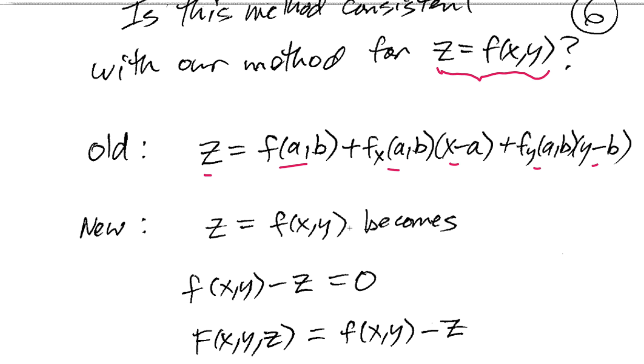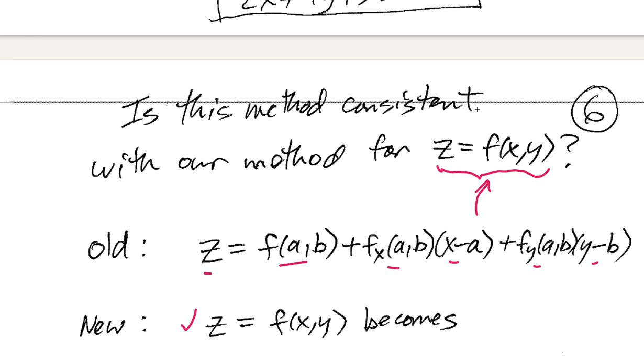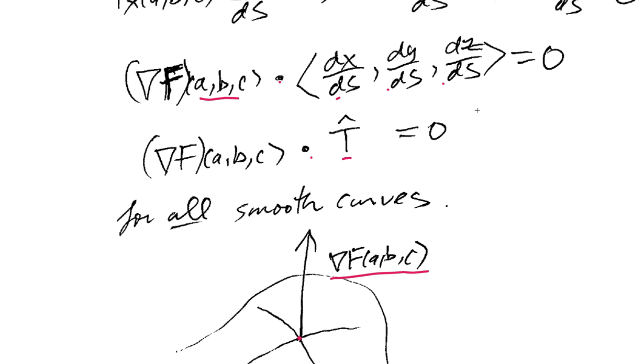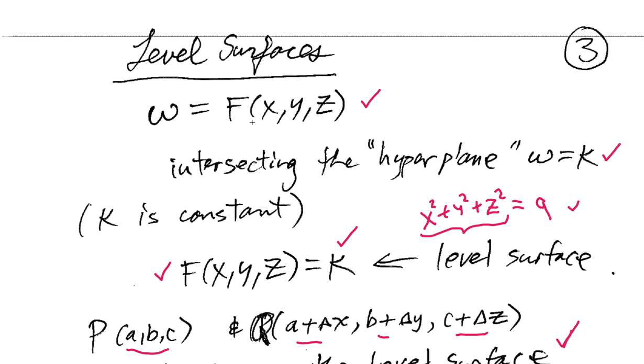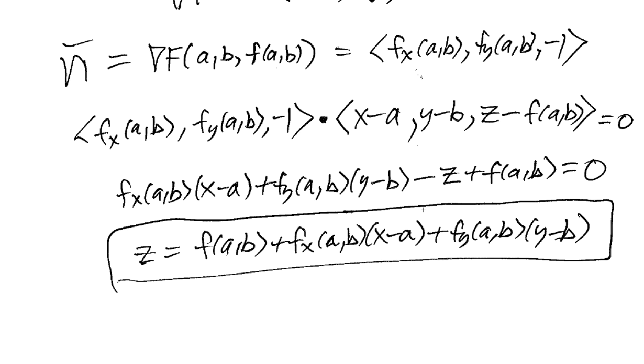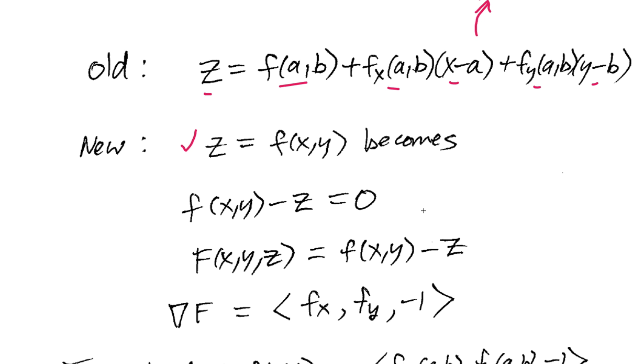z is a function of x and y. Ooh, I need to think of that as a level surface. This isn't a level surface here. That's a surface, but it's not a level surface in the sense you're not thinking of it like we did up here. This up here is a level surface. This is how we consider it. Okay, it's going to be looking something like this.